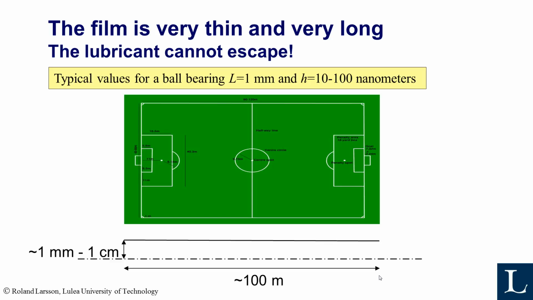And now remembering that the film is very, very thin in comparison to its size. If you compare it to a football pitch, then the contact would be 100 meter long, and then the thickness of the film would be something like 1 millimeter to 1 centimeter. So imagine that you put a glass window with a thickness of 1 millimeter over the football pitch, then you place another football pitch on top of that one and try to squeeze out that glass window from the contact. You can imagine that it's pretty difficult to do that.